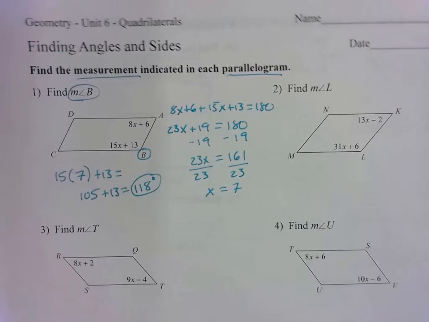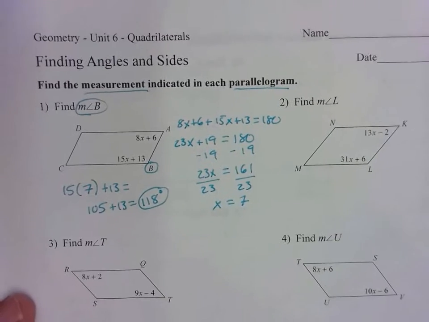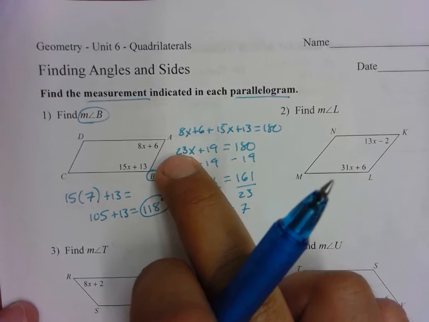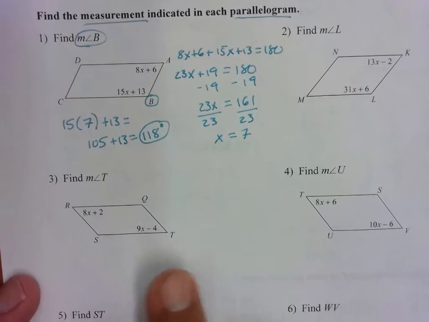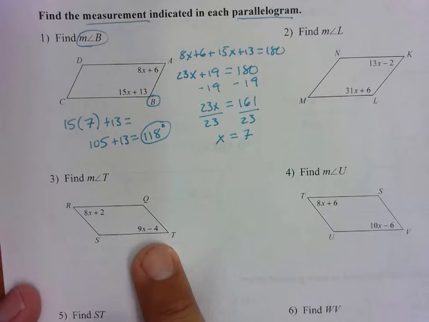Alright, let's go down the page a little bit and do number 5, because number 5 is not angles. With the angles, if they're next to each other, they're supplementary. If they're across from each other, they're equal. That's number 3. I was just explaining the angles, because somebody's going to say, look, number 3 doesn't look like number 1, so I can't do it.